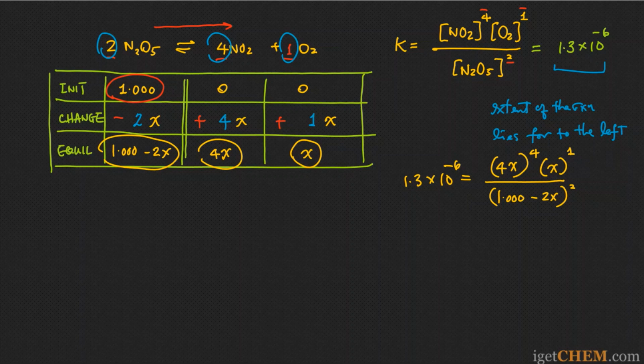So if you then expand everything, you notice that on top you have 4 to the power 4 multiplied by x to the power 5, and in the bottom you have 1.000 minus 2x squared. I haven't expanded that, I just left it as that. I'll explain why in a second. A lot of students at this point, because every time they see an ICE table, thought they would have to use a quadratic equation to solve it.